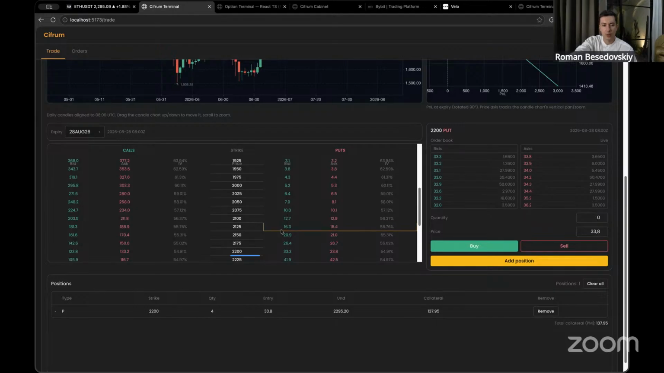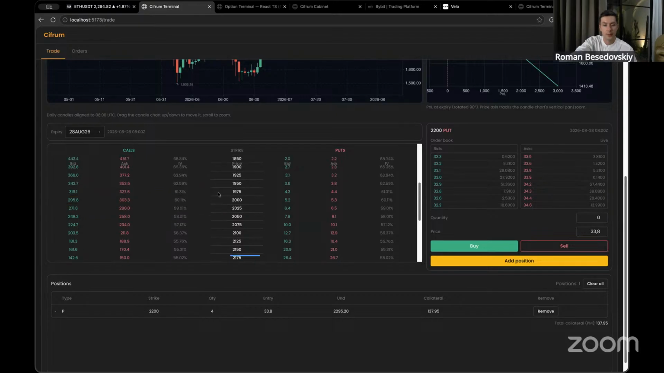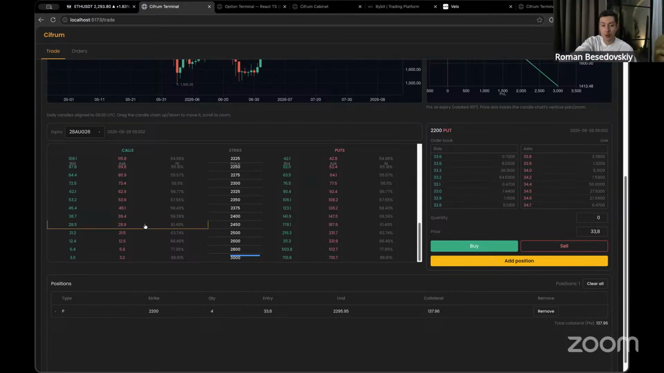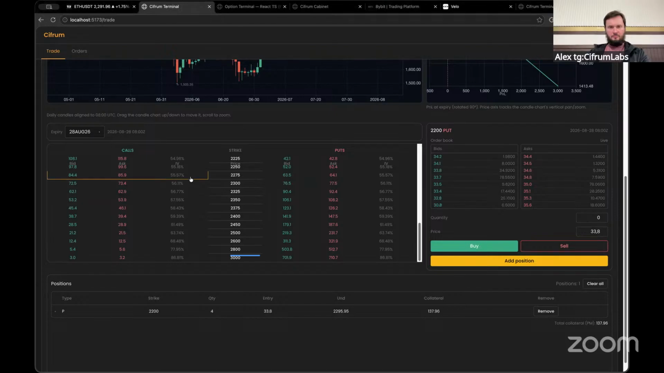And what about call options? Please show me, for example, 2,400. Same, $40. So this is more expensive because after such a strong movement, people are afraid that it can continue growing. Okay, let's think what we can do.